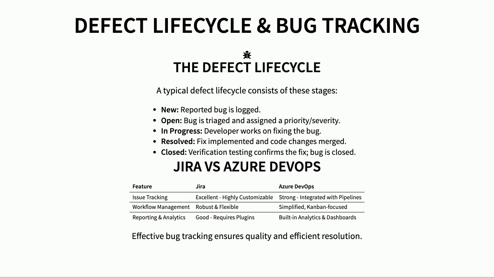Now tools like Jira and Azure DevOps help us manage this process. While both are great for tracking issues, they have different strengths. Jira offers amazing customization but can require plugins for some reporting, while Azure DevOps is built in with strong integration into the development pipeline. It's about choosing the right tool for your team's needs.